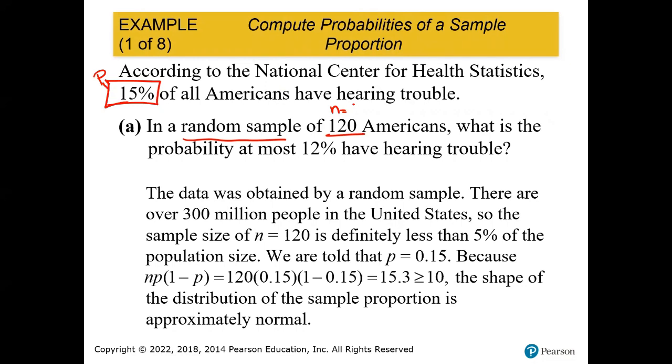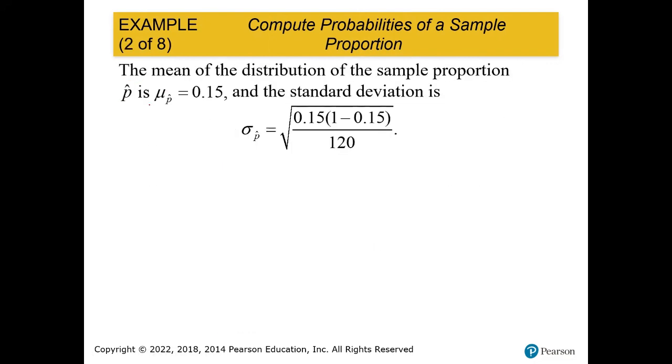Next, we are going to calculate n times p times the quantity 1 minus p to make sure that we are greater than or equal to 10, so that we can use our normal curve here. So n is 120 times p, 0.15, times the quantity 1 minus 0.15, which gives me the value 15.3, which is clearly bigger than 10. So we have approximately normal. We know that our p is 0.15, so moving on, our mu p hat is 0.15.